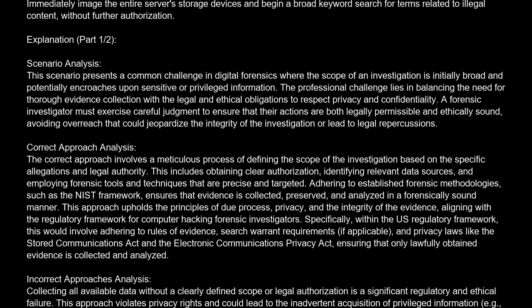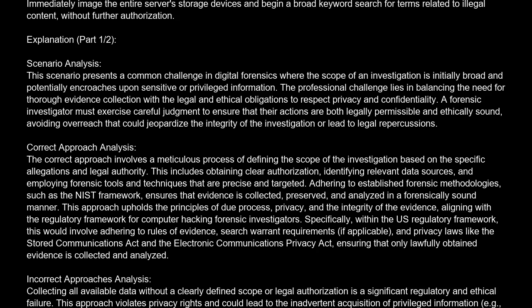The professional challenge lies in balancing the need for thorough evidence collection with the legal and ethical obligations to respect privacy and confidentiality. A forensic investigator must exercise careful judgment to ensure that their actions are both legally permissible and ethically sound, avoiding overreach that could jeopardize the integrity of the investigation or lead to legal repercussions. Correct approach analysis. The correct approach involves a meticulous process of defining the scope of the investigation based on the specific allegations and legal authority.